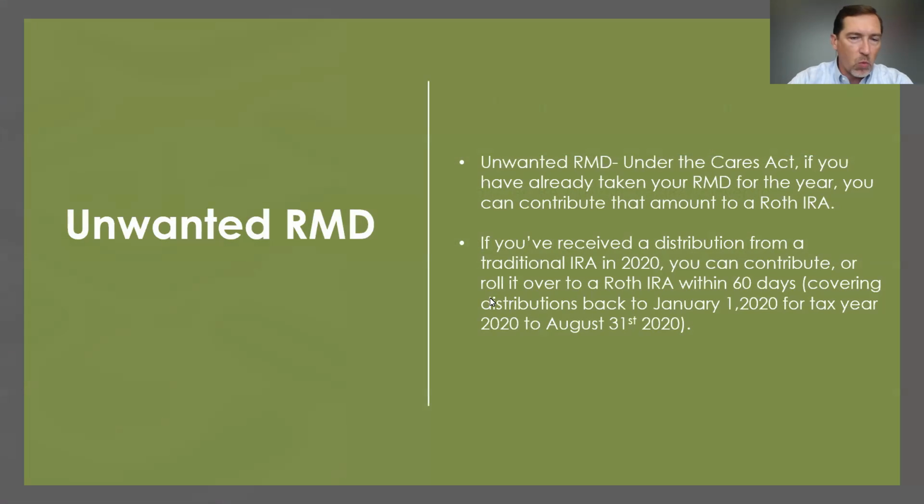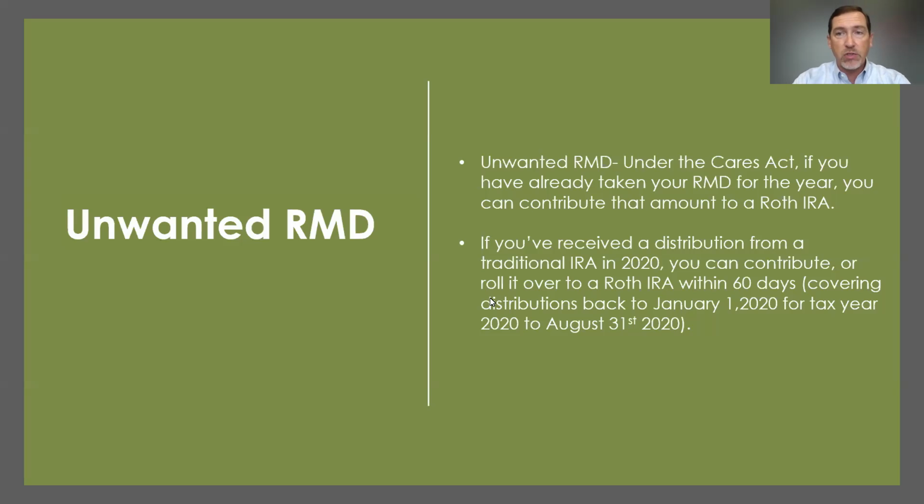So the next thing is the unwanted RMD. A lot of people with sizable traditional IRAs, upon age 72, are going to be required to start taking money out. That can be an extensive amount of money, which also means an extensive amount of taxes. One way to defray that is by slowly converting money over to a Roth, and therefore decreasing your required minimum distribution once it occurs.